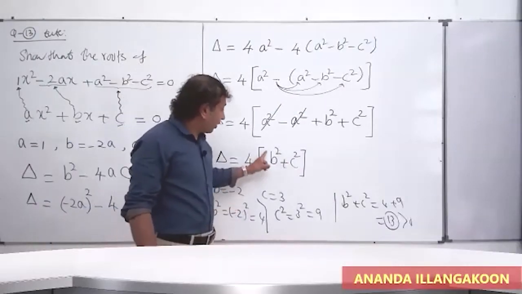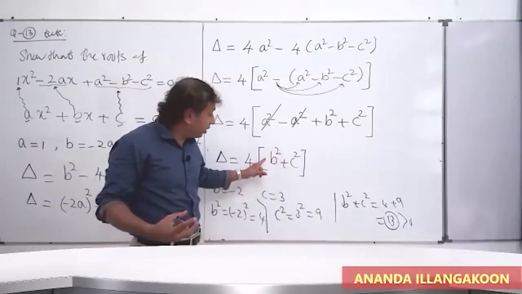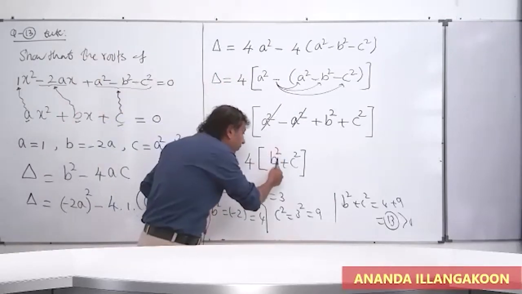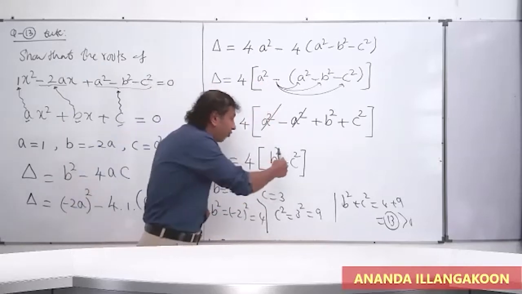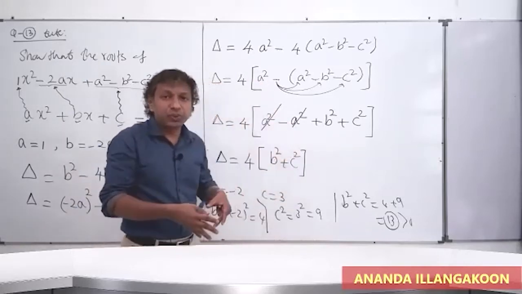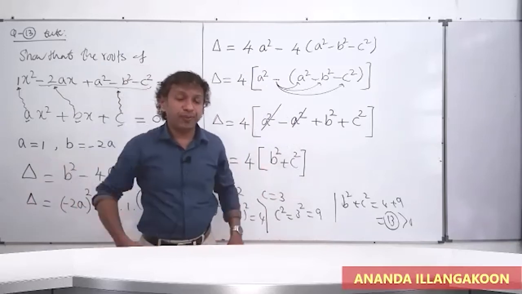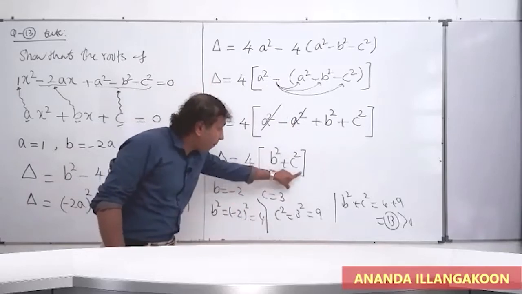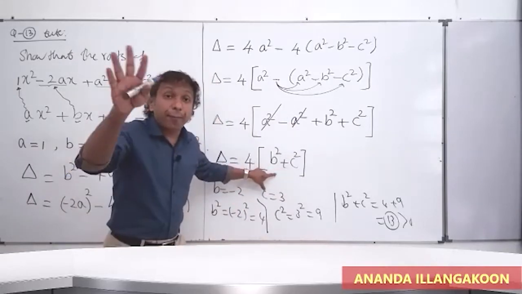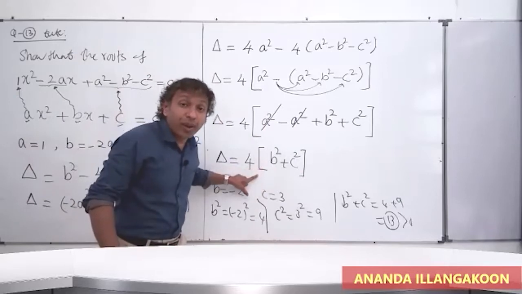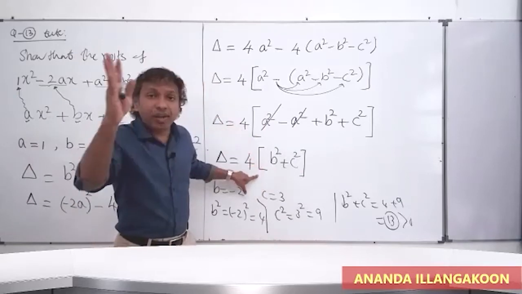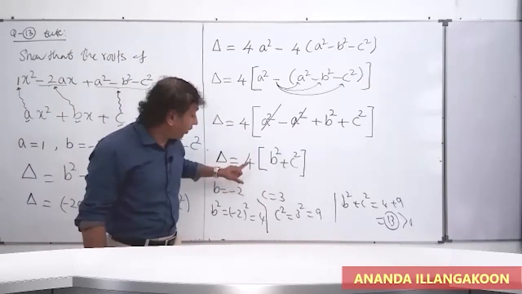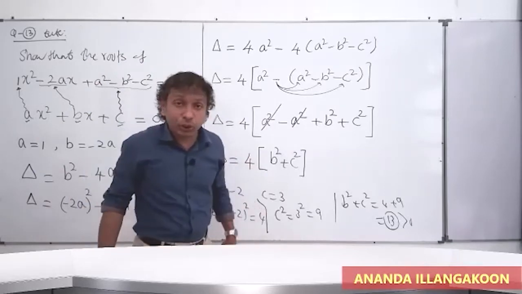So whatever b takes, positive or negative real number, after squaring, b squared is positive. Similarly, c squared is positive. Two positive answers added give a positive answer. Therefore the bracket is positive. Multiplying that by 4 gives another positive value. Therefore, we can say delta is positive.